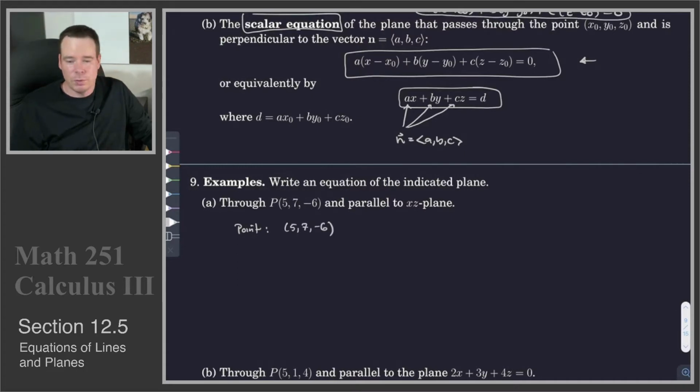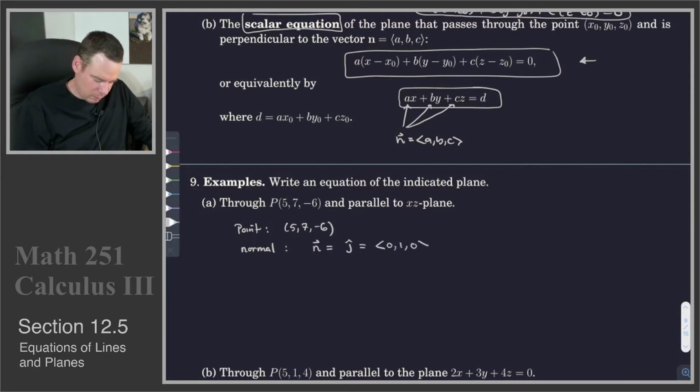I also need a normal vector to the plane. Do I have a normal vector? Well, I know my plane has to be parallel to the xz plane. So I do have a normal vector. The normal vector to the plane I'm trying to construct is precisely the normal vector to the plane that it's parallel to. And the xz plane has the normal vector of j hat, or 0, 1, 0. So the normal, n, is given by j hat, or 0, 1, 0.